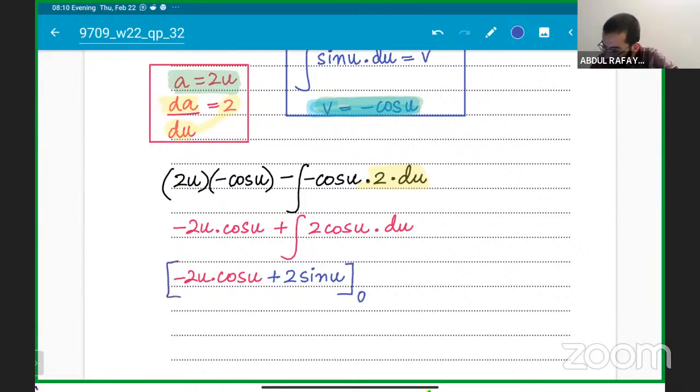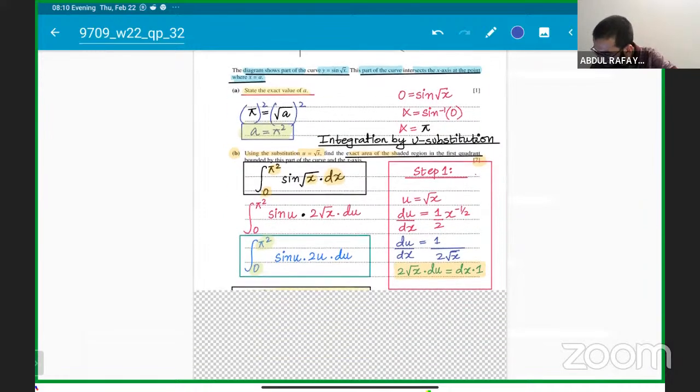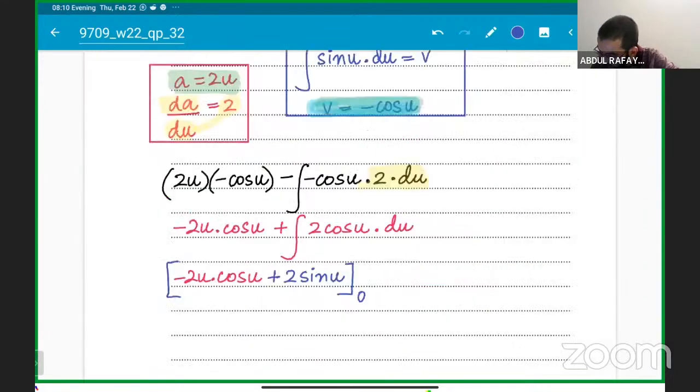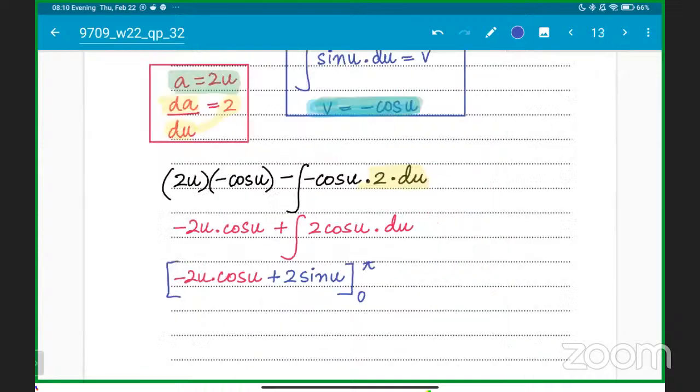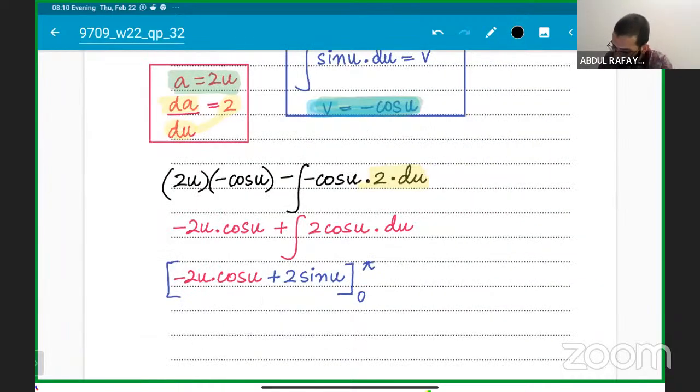And now we can put the limits that were for u, that is u limits were 0 and pi. Come on, put the limits and get the exact value answer. Okay, everyone getting it clear? Must be clear. Okay, so here we go. It will be minus 2 pi times cos pi. Make sure in radians, plus 2 times sine pi.